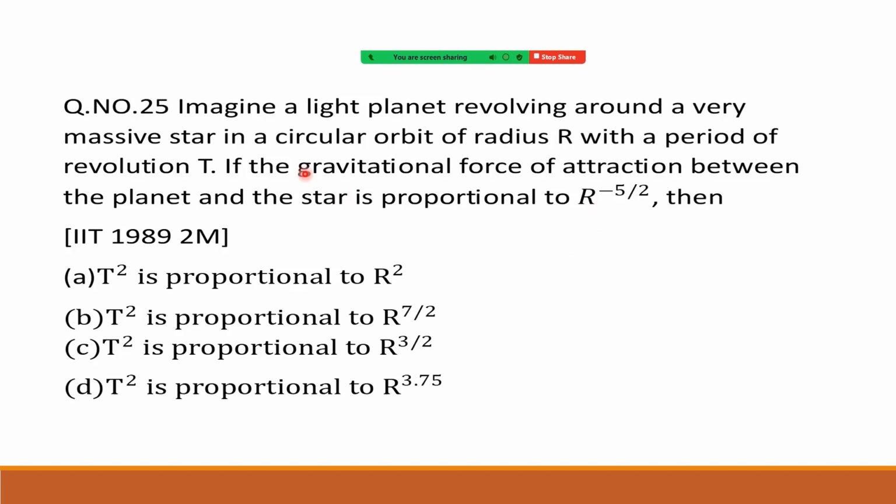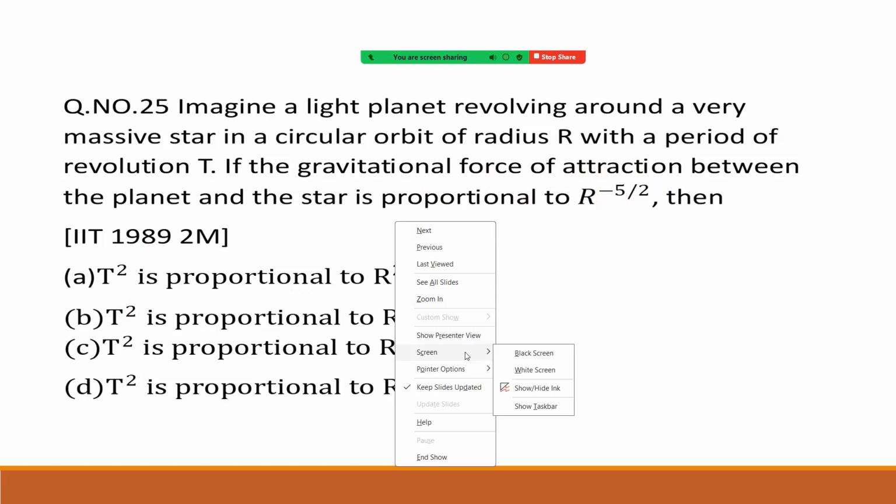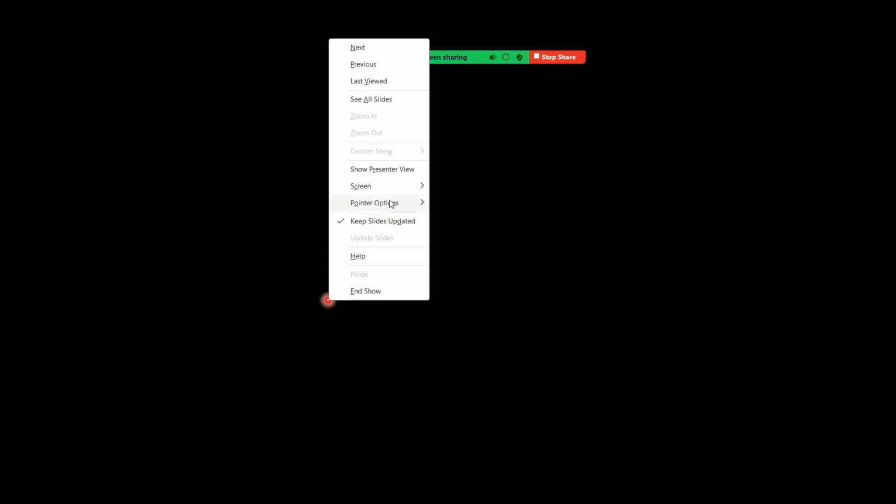See the next one. Imagine a light planet revolving around a very massive star in a circular orbit of radius r with a period of revolution T. If the gravitational force of attraction between the planet and the star is proportional to r power minus 5 by 2, then, this is a question asked in 1989 for 2 marks, we have to get T square proportional to. The condition is given: force of attraction is proportional to r power minus 5 by 2. Again, based on Kepler's third law.